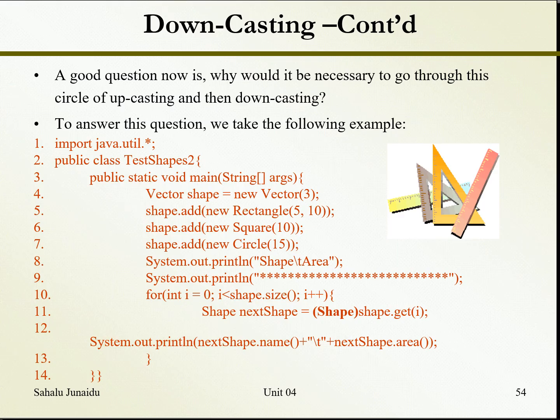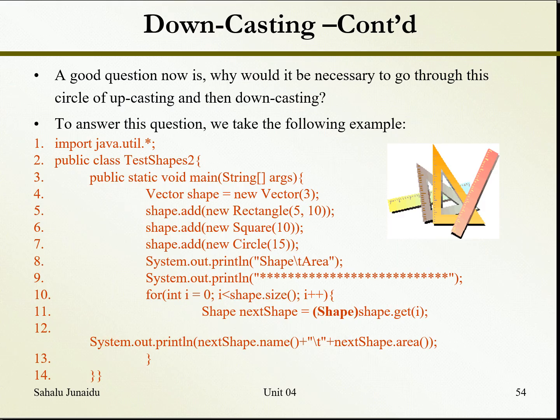So here you are now. We loop through. We say for i = 0; i less than shape.size. If you want to know the size of the vector, you make use of size, not length. The length is for the array. But if you want to know the capacity of a vector container, you make use of size. Then i++, which is going to increment by 1. So it starts from 0 up to 2, increments of 1.